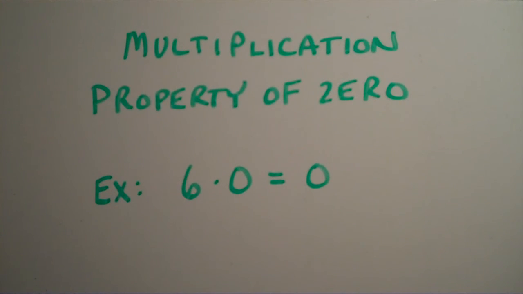The last property that we are going to discuss is the multiplication property of 0. This is probably the easiest property to remember, just because it has 0 in the title. Basically what it says is if we multiply a number by 0, we are going to get 0. In the example, 6 times 0 equals 0. This is the multiplication property of 0.